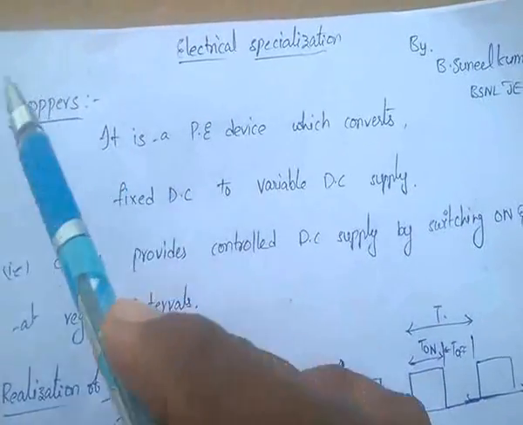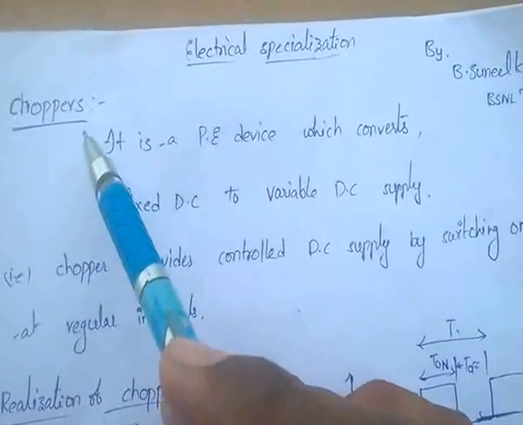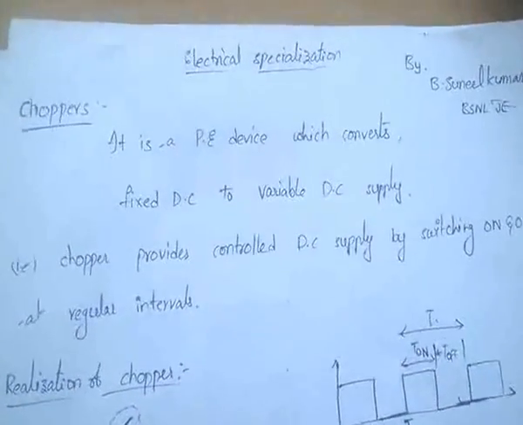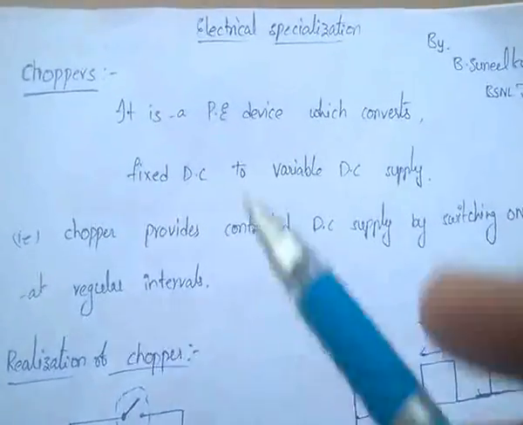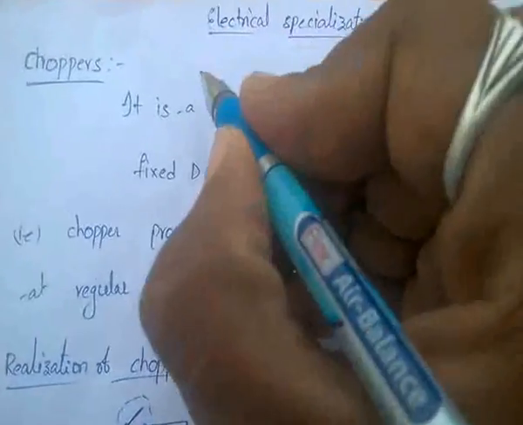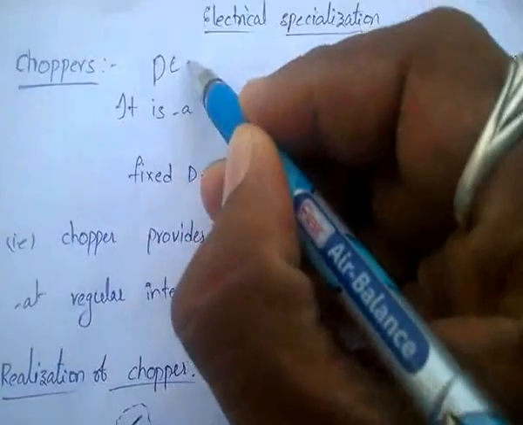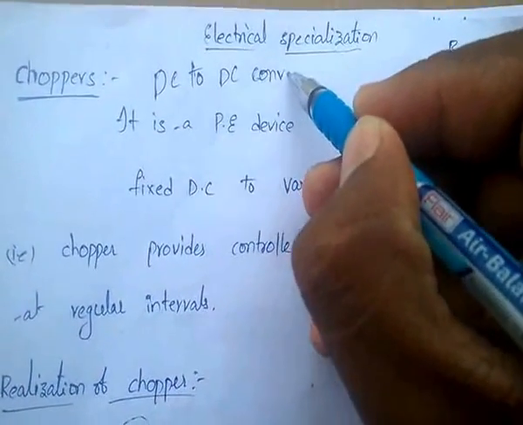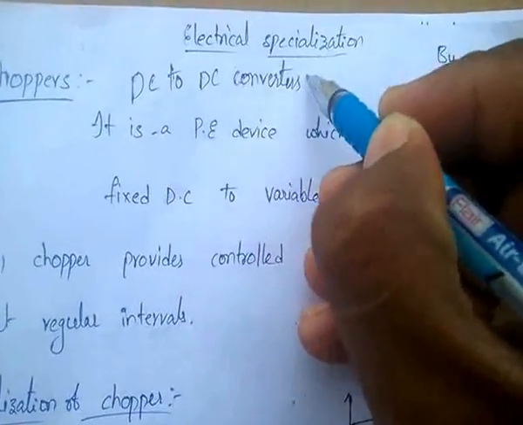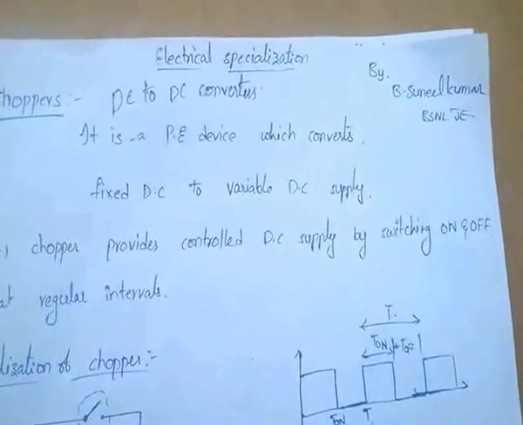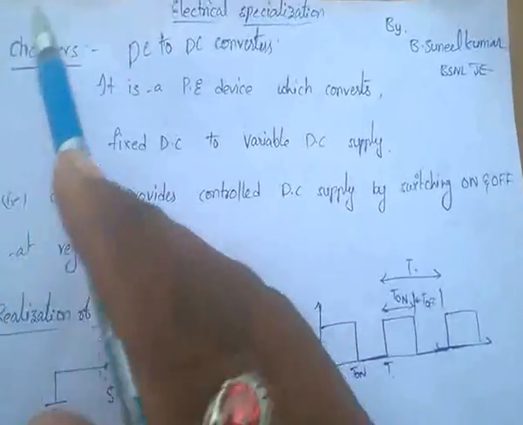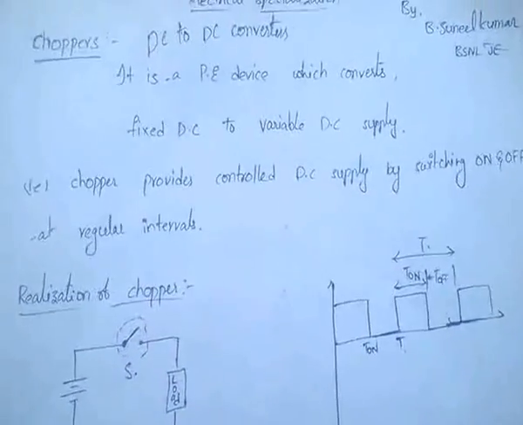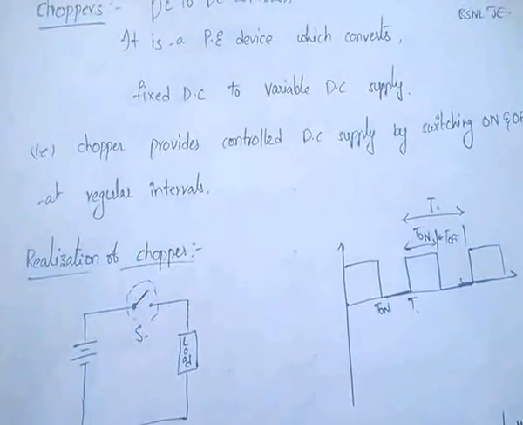Chopper is a power electronic device which converts fixed DC to variable DC. Fixed DC supply to variable DC supply. That means they are nothing but DC to DC converters. Choppers are nothing but DC to DC converters.